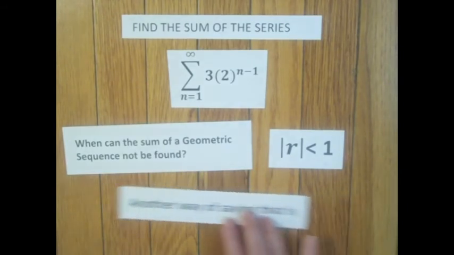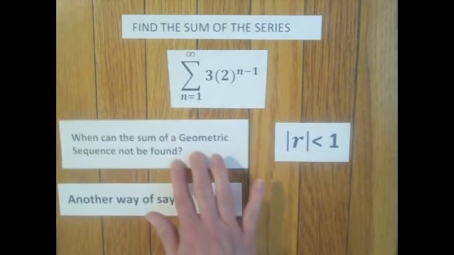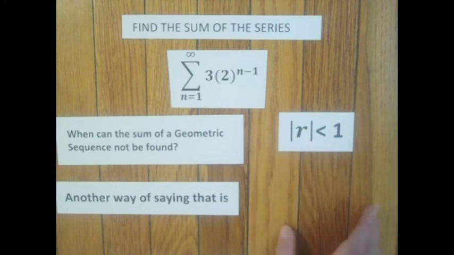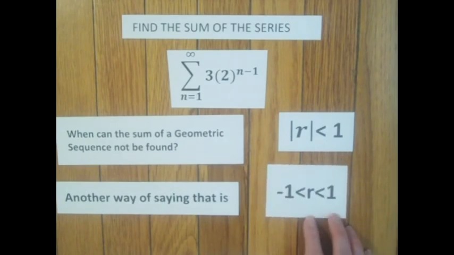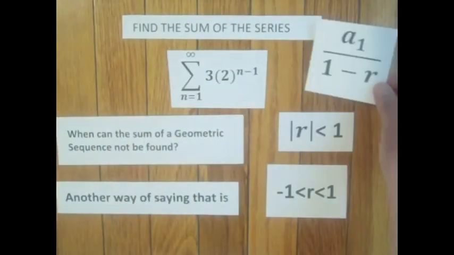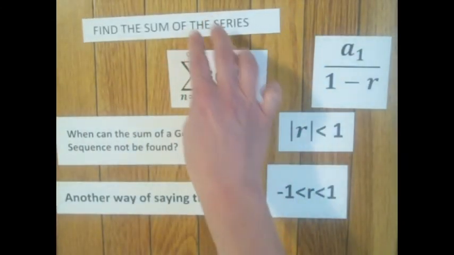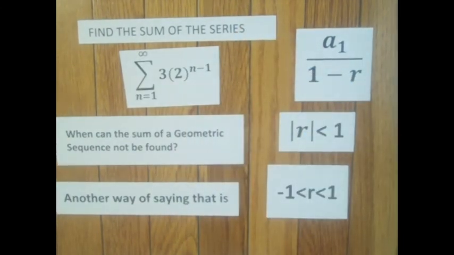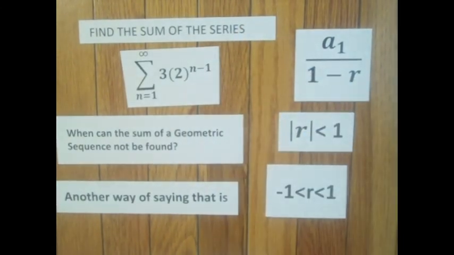Another way of saying that, because this might be confusing, and I'm not sure if you remember from Algebra 1 how we break that down to a compound inequality, is that r has to lie between -1 and 1 in order for this infinite sum of a geometric series formula to actually give us a real, true answer.